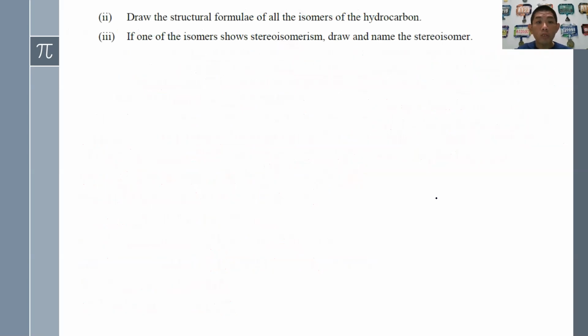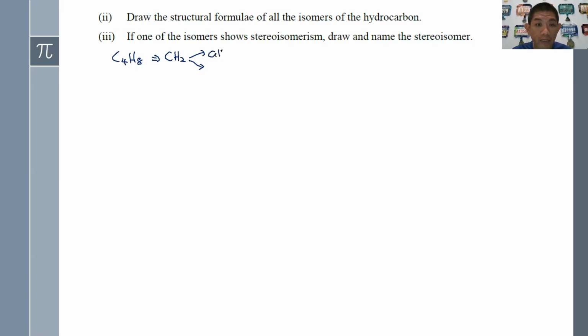And then 1B2: draw the structural formula of all isomers of this hydrocarbon. Whenever you have C4H8, please always bear this in mind: whenever you have C4H8, or you know by yourself that the empirical formula is CH2, you have to consider two possible functional isomers with the formula of CnH2n.